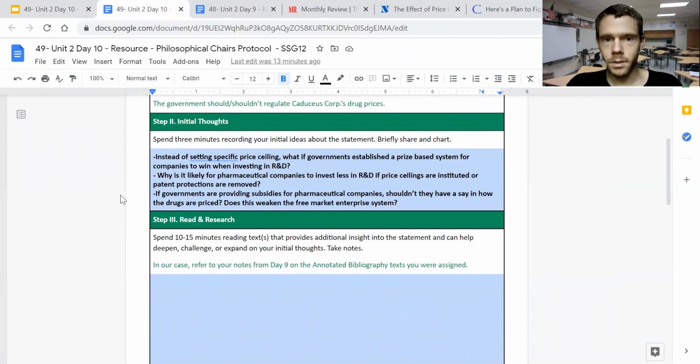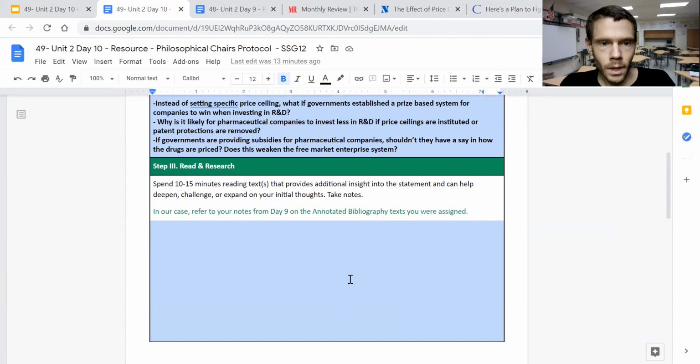You could do it as a simple, I believe the government should regulate the drug prices because X, Y, Z. I believe the government should not be regulating the drug prices because ABC. Really thinking about the different issues at play here, thinking about price ceilings, incentives such as a prize-based system for companies when investing in research and development, R&D, thinking about what are the consequences if these subsidies or patent protections are removed for pharmaceutical companies, and thinking about the role government should have, especially if they are actually subsidizing the creation of a particular drug.